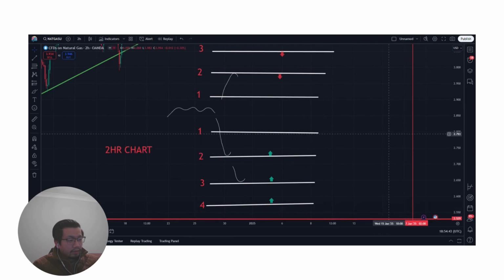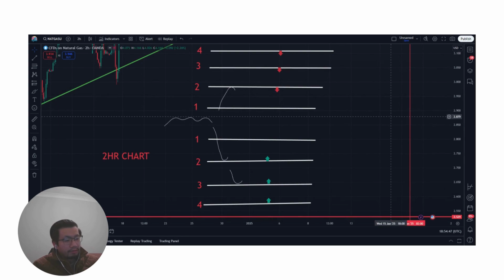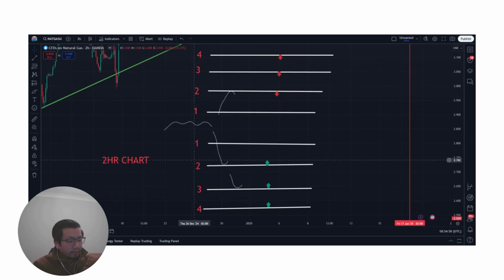So we're going to talk about the setup. How are we actually going to use this theory to trade? On your 2-hour chart, you're going to mark out your supports and resistance. If you don't know how to do it, you can refer back to my last video. Before the New York market starts, the price seems a little bit unexcited. It's very slow moving.